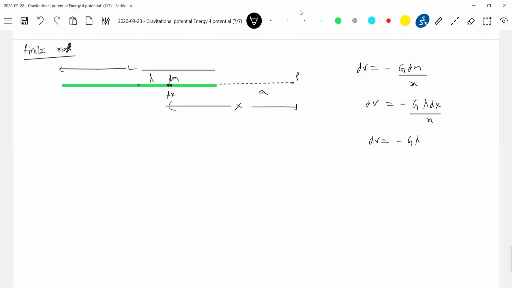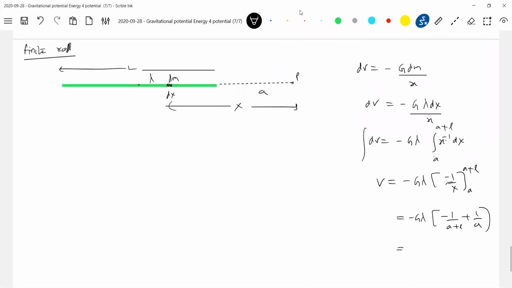Minus G lambda, so this will be x to the power of minus 1, dx, where all the mass is present, from x equal to a to a plus L. So this will be the potential, minus G lambda, minus 1 by x, a to a plus L. Negative of negative will become positive, no? So this will be negative. You did not integrate it. Oh, I didn't integrate it. Okay, thank you.